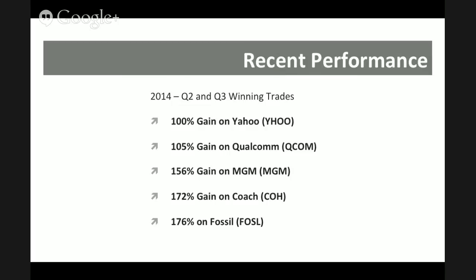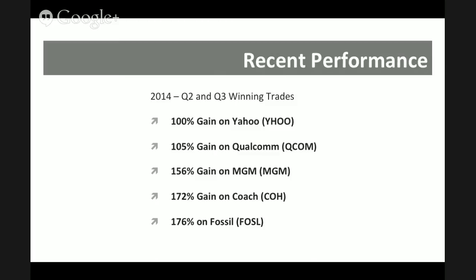So just to give you some flavor for how you can profit from these, here I've got 2 slides to share with you. These are our money doublers, basically 100 to 200% gains. This is a short list. I didn't put all of them on here, but over the last couple of quarters, you can see we've had 100, 105, 156, 172, 176%, and you can see retailers, chip makers, online portals, gaming companies. So there's a very broad mix of companies that we use this strategy with.